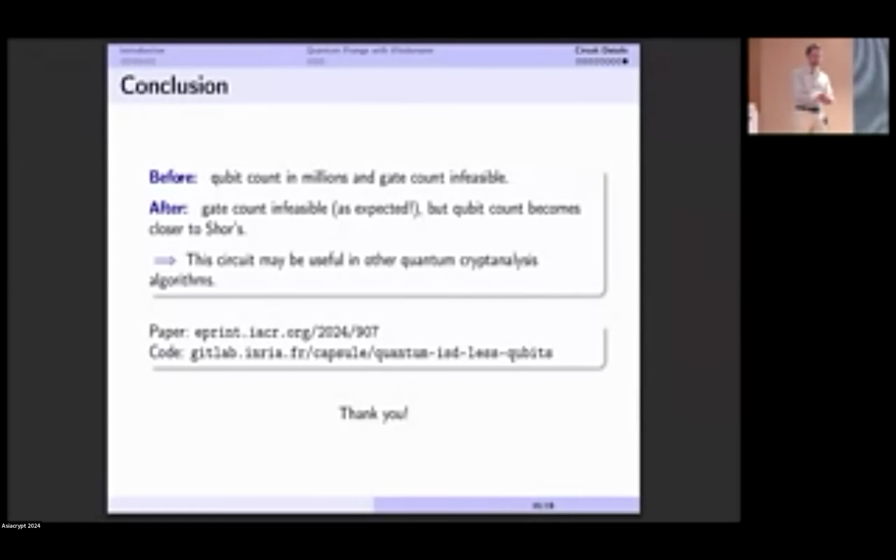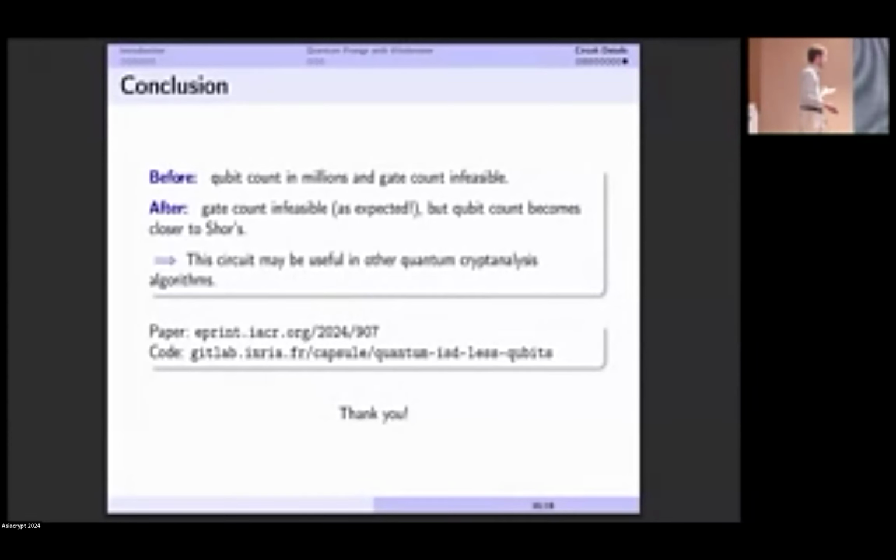So, to conclude, we certainly understand that we didn't break code-based crypto, and that was expected. The only thing that changed here is that before, if you wanted to run Prange's quantum version, you would have a qubit count basically infeasible, millions or billions, and a gate count infeasible. And now what you have is a gate count that is infeasible, but at least the number of qubits can become similar to the one you find in Shor's algorithm for large RSA variants.